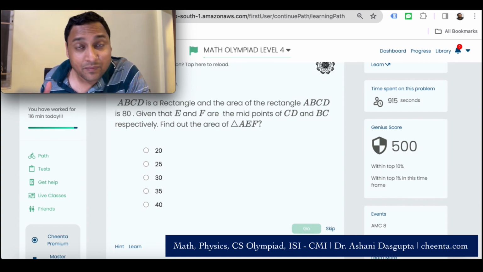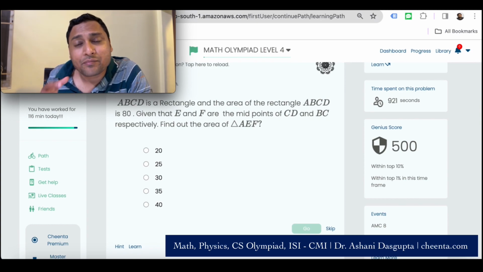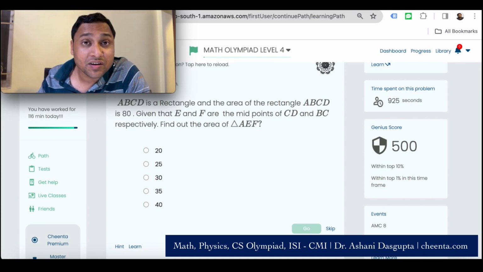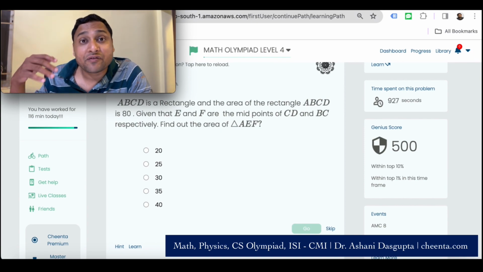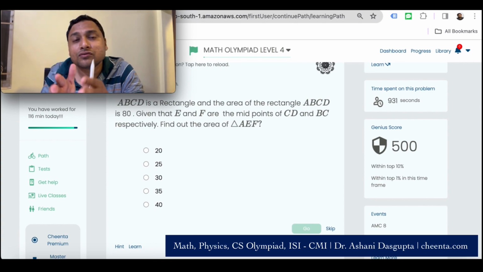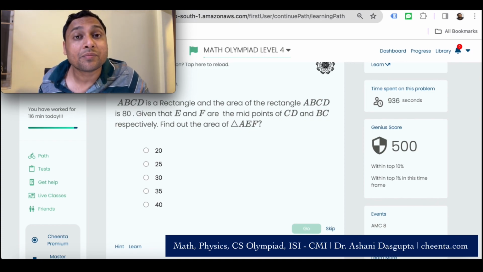computer science. Keeping that view in mind, we developed this system where you can just simply log in and pursue a particular goal. It could be Math Olympiad, American Math Competition, ISI-CMI. It could be Physics Olympiad, Computer Science Olympiad. You log into the system, you choose a goal, and then you just start solving problems.